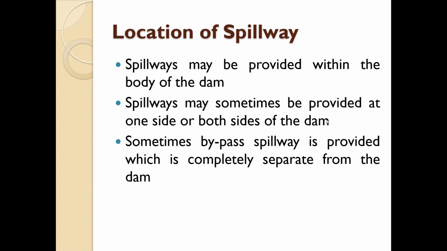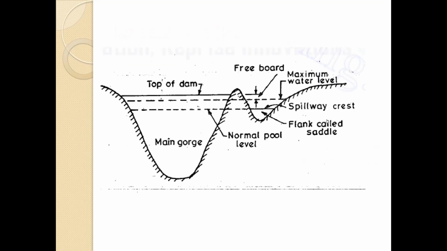Now, the location of the spillway. The spillway may be provided within the body of the dam, or sometimes at one side or both ends of the dam, and sometimes a bypass spillway is provided, which is completely separate from the dam. So as you can see here, if a deep narrow gorge with steep banks separated from a flank by a hillock, or with its level above the top of the dam, is available, the spillway crest can be built independently of the dam.